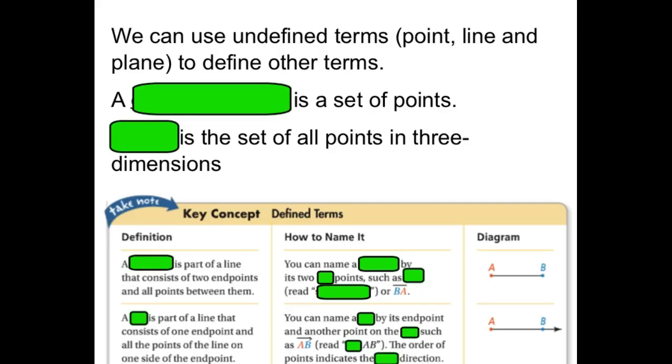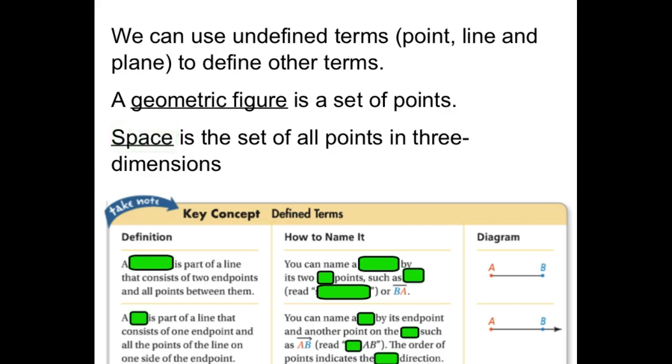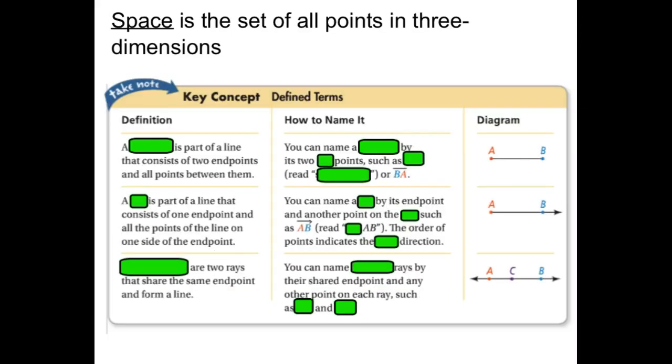So here we go. We've got some more undefined terms. We can use actually undefined terms, point, line, and plane, to define other terms, such as a geometric figure. A geometric figure is a set of points. And space is a set of all points in 3 dimensions. Those are some very basic geometry terms. Then here we've got some other ones we're going to build upon as the semester goes.